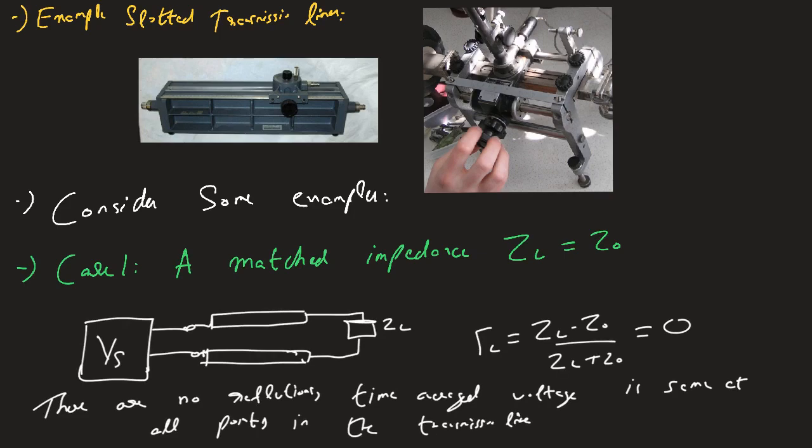So meaning that if I connect a voltage source, a function generator, to this end, and at this end I put an impedance which has the exact same impedance as this transmission line, then I get gamma L equal to 0, and so there are no reflections, there's no interference, and so you don't get any standing wave formation, right? And that's the case of a matched impedance. So that's case 1.